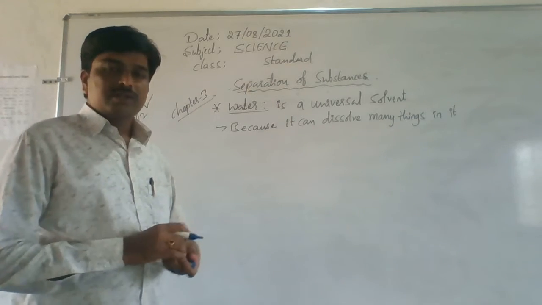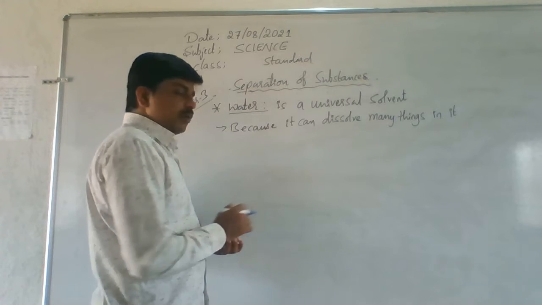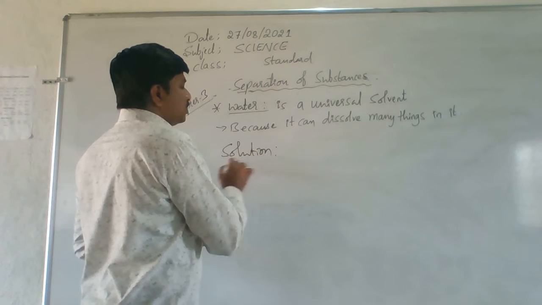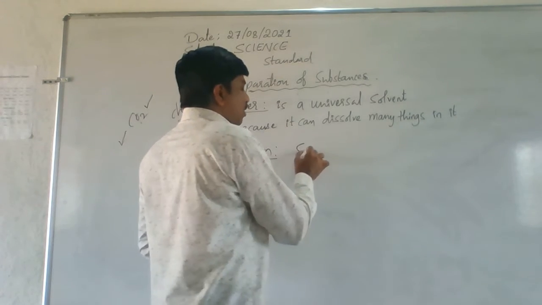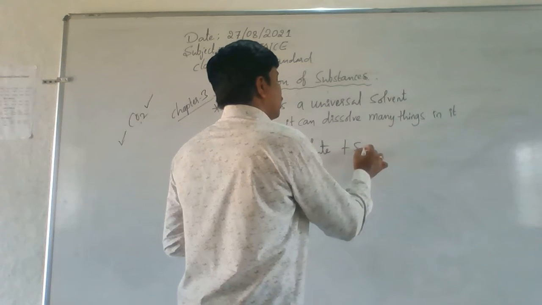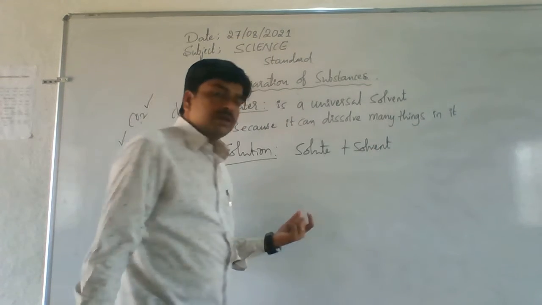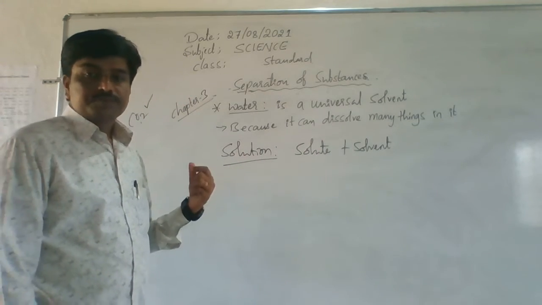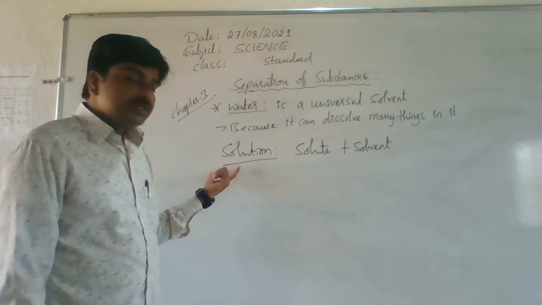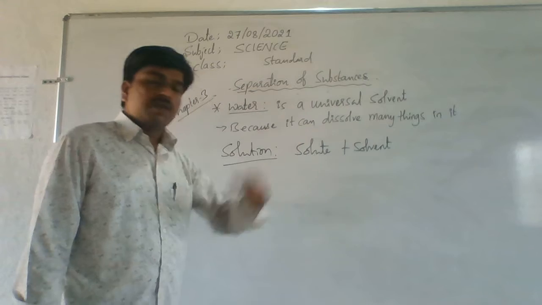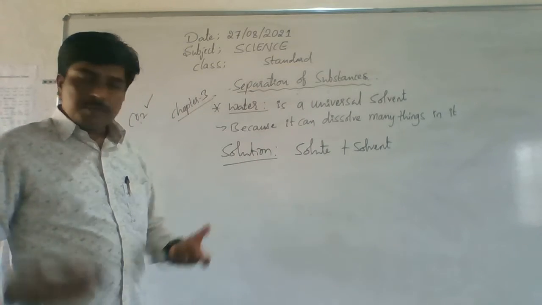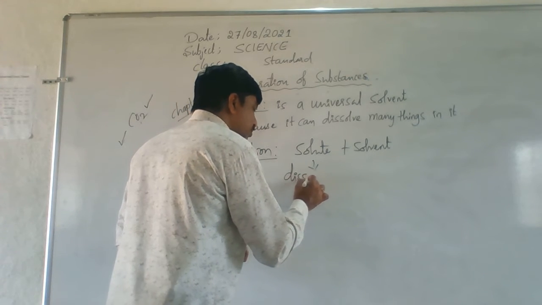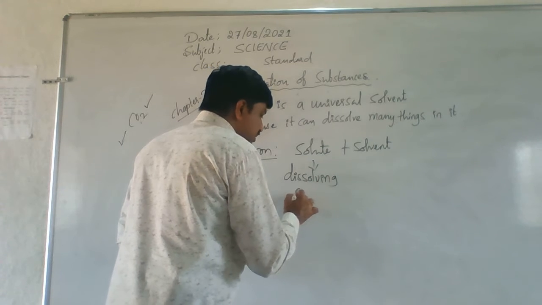Understand? So solvent means what, sir? Before going to solvents, you have to understand this term: solution. Solution means what? It is a mixture of solute and solvent. A mixture of solute and solvent is called a solution. Remember, a solution is a mixture. Which mixture, sir? A mixture of solute and solvent. So solute and solvent mean what, sir? Solute means dissolving substance.